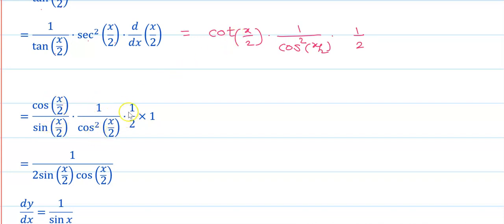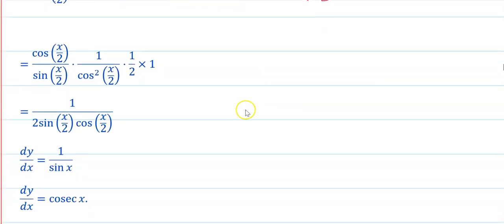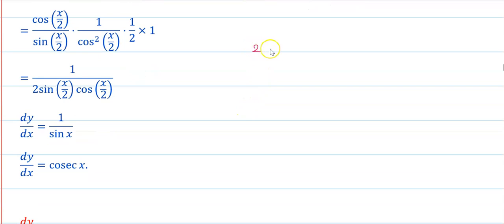1 upon cos square x by 2 into 1 upon 2. Now this 1 cos will get cancelled. You will get here 2 times sin of x by 2 into cos of x by 2. Now what about the 2 times? 2 sin theta into cos of theta is equal to sine of 2 times theta, and hence 2 sin x by 2 into cos x by 2 is sin x, and hence dy by dx is equal to 1 upon sin x, and its reciprocal is cos x.